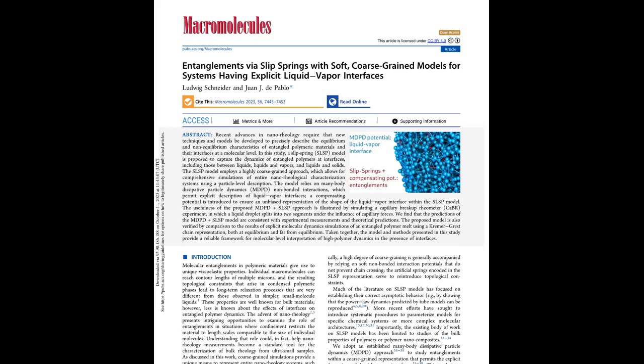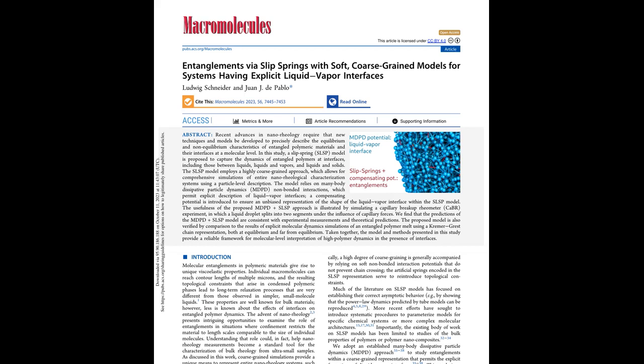In this presentation, we explore the modeling of entanglements in polymer chains using a soft, coarse-grained approach called the slip-link, slip-spring, or SLSP model. Entanglements in polymer melts are crucial as they affect the mechanical and dynamical properties of materials, such as viscosity and elasticity. Understanding these entanglements near interfaces like liquid-vapor boundaries is especially important for applications in coatings, adhesives, and microfluidics.